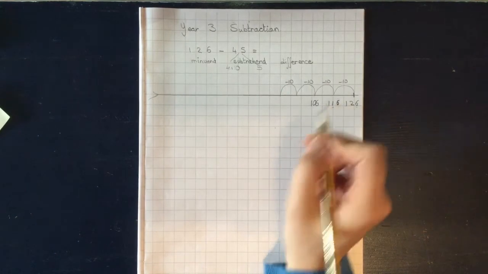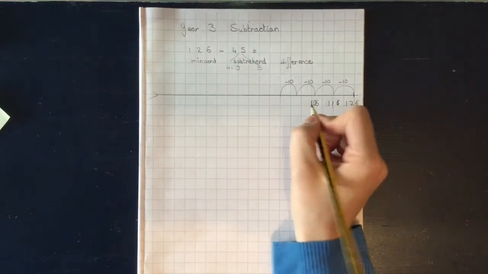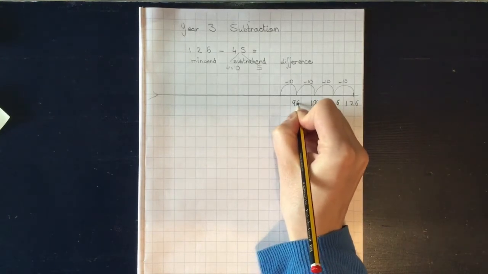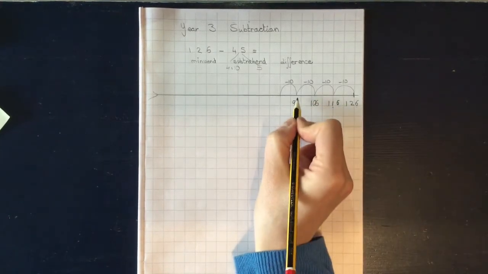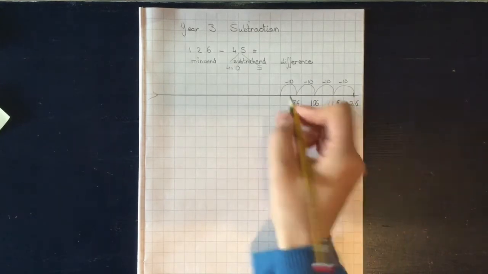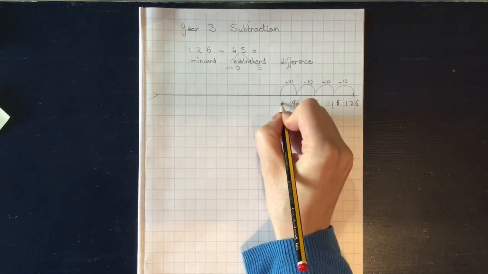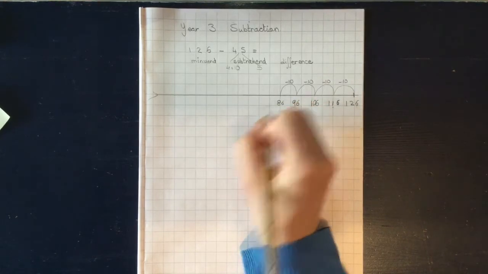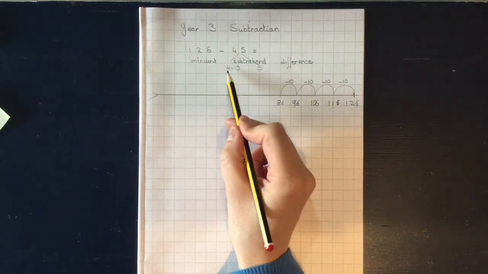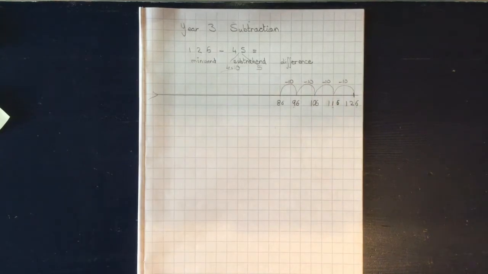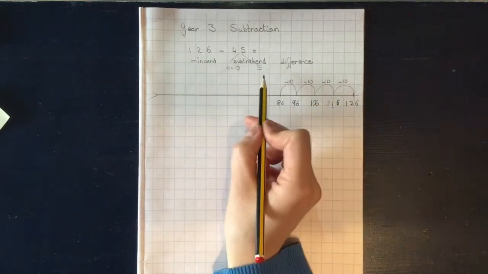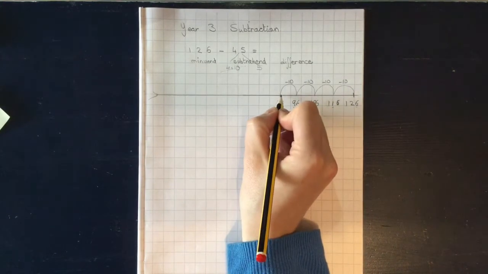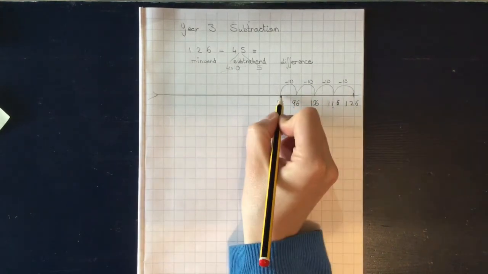So 106 take away 10 equals 96. And 96 take away 10. Once again, our ones do not change, only my tens change this time. 86. All right, so we have subtracted 40. Now, let's subtract 5 ones. So we will have to jump back in ones.